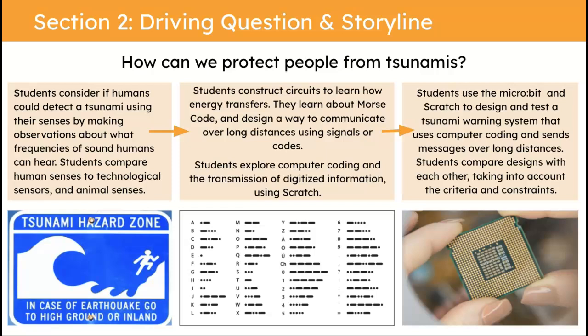Students compare designs with each other, taking into account the criteria and constraints. The section concludes as students compare designs with each other, sharing feedback. Teams finalize their designs and share them with the class. We'd love to hear about the experiences your students had as computer coders.